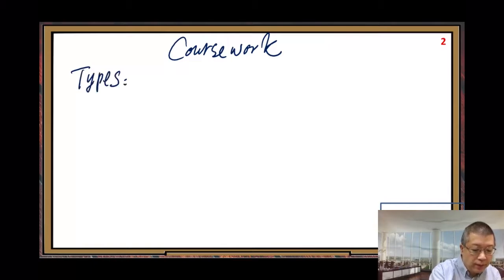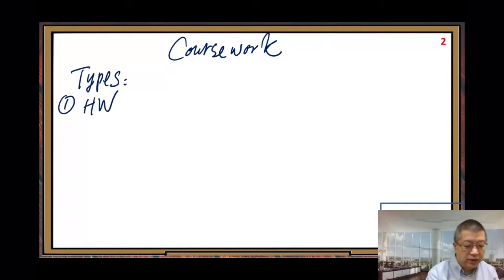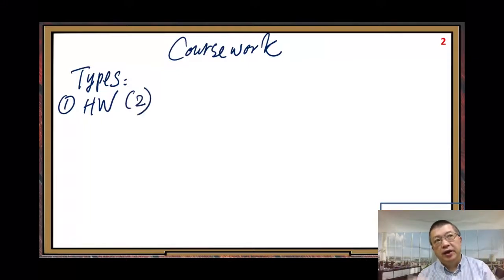The first type is the homework assignment. We have two. The reason is very simple: we have two tests, a midterm and a final, so one homework corresponds to one test.